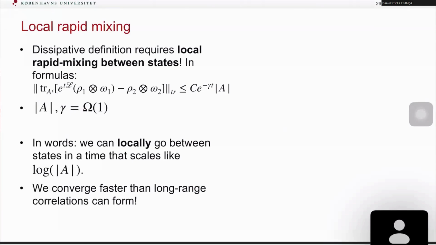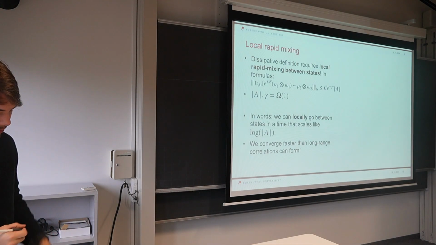Okay, so roughly, this means that as I impose that this convergence rate is independent of the size of A, if I evolve the state for a time which is logarithmic in a region, I'll approximate the marginal quite well. So I can move from one state to the other in a time that scales logarithmically with the size of the region, for each region I care about. Okay, so this is what I mean when I say that I can easily go from one state to the other through a dissipative process.